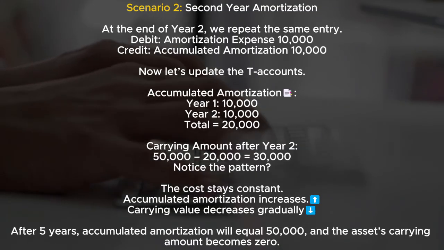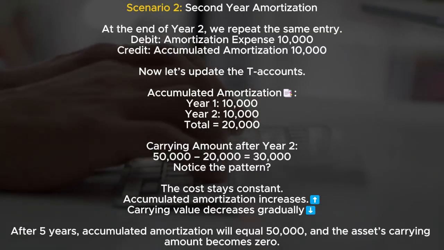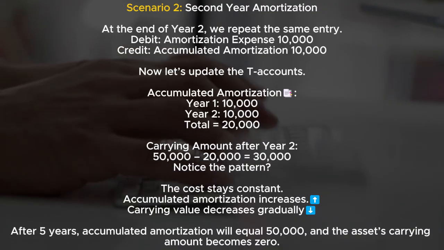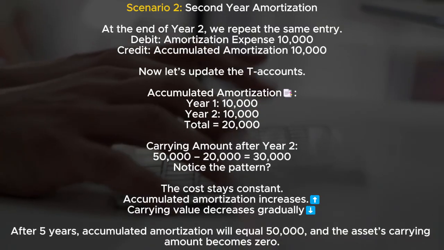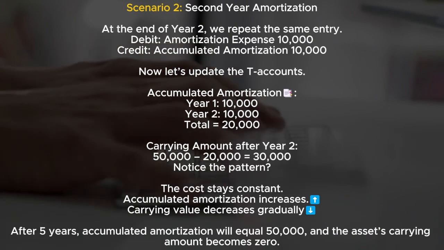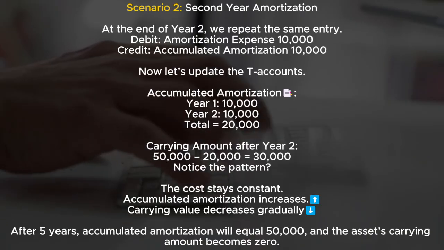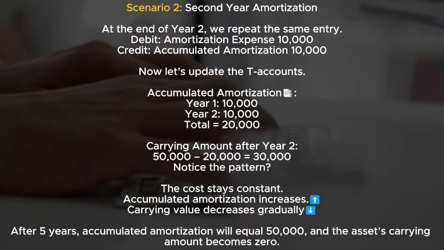Scenario 2. Second year amortization. At the end of year 2, we repeat the same entry. Debit amortization expense 10,000. Credit accumulated amortization 10,000. Now let's update the T-accounts. Accumulated amortization. Year 1, 10,000. Year 2, 10,000. Total equals 20,000. Carrying amount after year 2. 50,000 minus 20,000 is equal to 30,000.